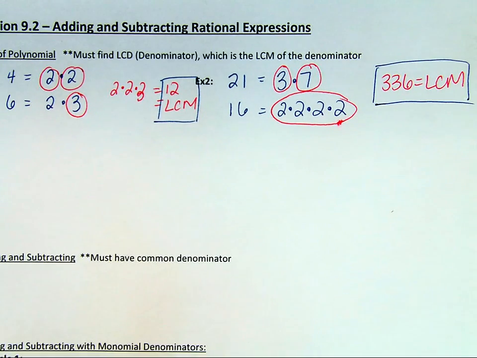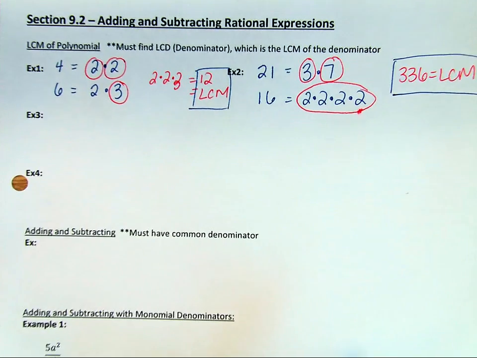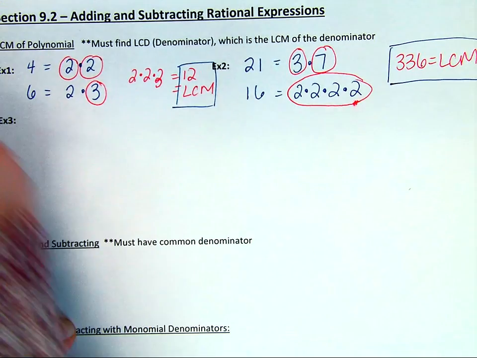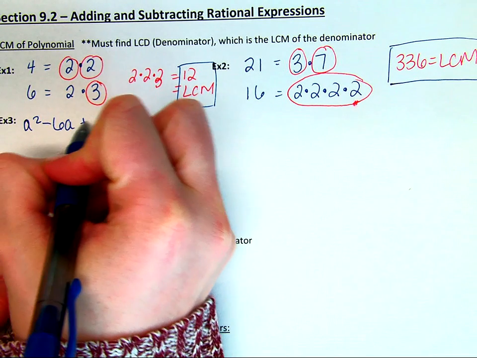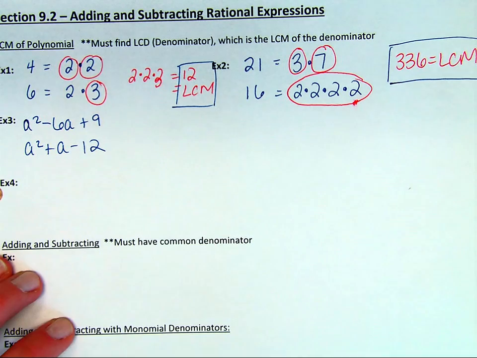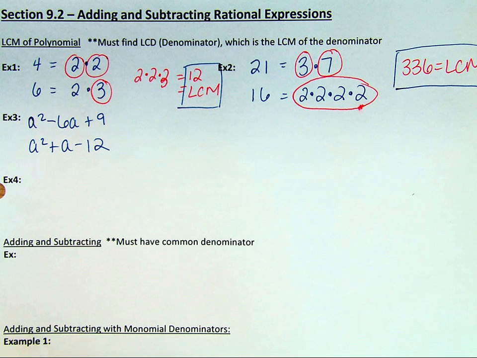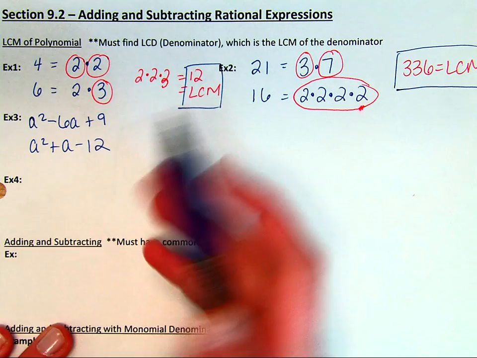Next, let's do something a little different. Not only are we going to have numbers for this one, it's going to be two polynomials. Let's say I had a squared minus 6a plus 9 and a squared plus a minus 12. So I've got some multiplication, addition and subtraction here. To find the LCM when it's a polynomial, you need to get it into its factored form. These are both trinomials that can be factored.